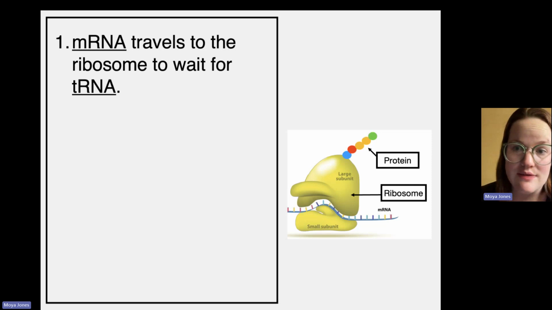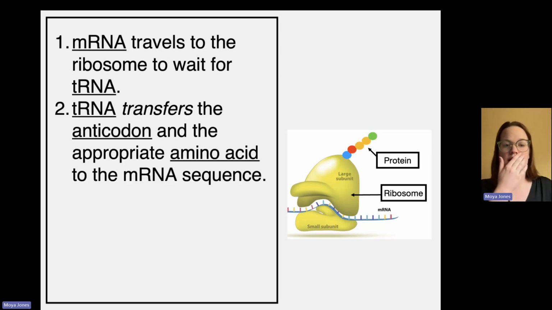It gets the instructions from mRNA about what it needs to bring, and then tRNA goes to the cytoplasm and looks for that amino acid. It grabs onto that amino acid and brings it back to the ribosome. tRNA transfers the anticodon and the appropriate amino acid to the mRNA sequence. So tRNA brings back the amino acid. Now there's something else in there called an anticodon that we're going to have to talk about in a second. But basically the anticodon is what connects to the codon on the mRNA.